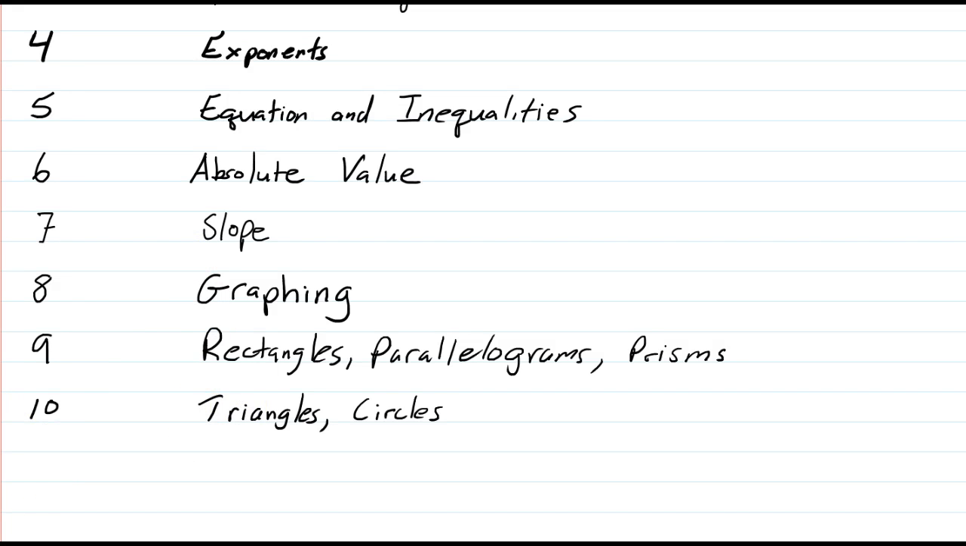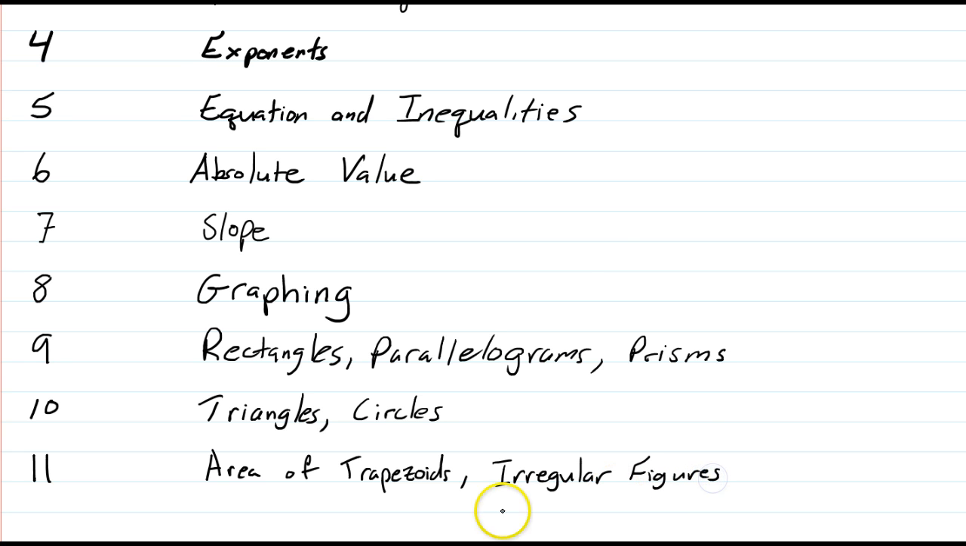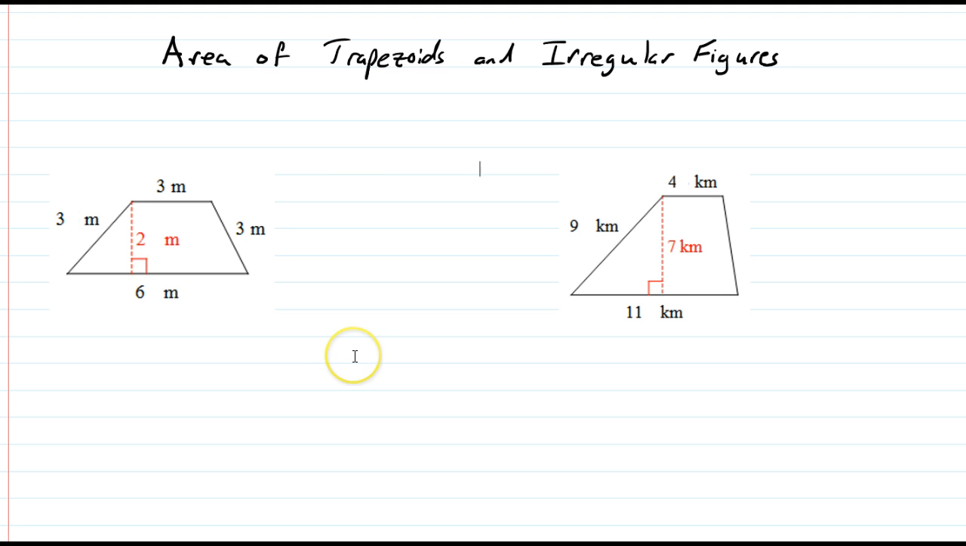Let's add to our table of contents. So the next topic is area of trapezoids and irregular figures. All right, for trapezoids, this is a formula you will not have to memorize on the exit exam.